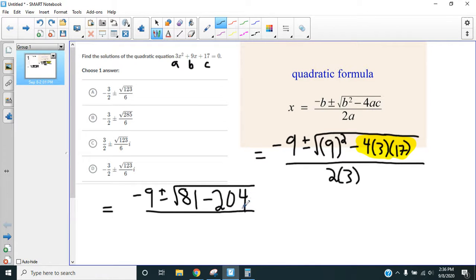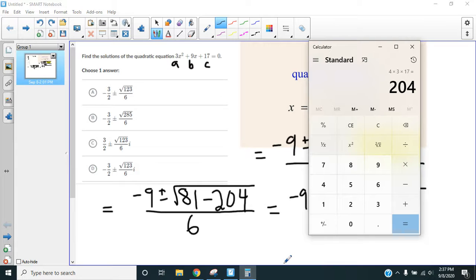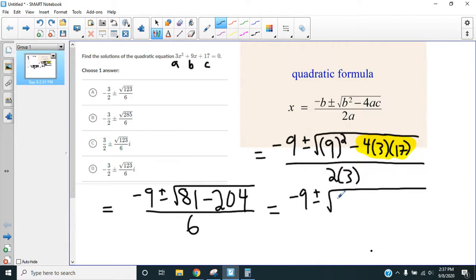If I had gotten a negative answer there, which might happen sometimes, remember, I would have to write it out this way because of this subtraction sign, and that would then change it to plus. Be careful. Warning. On the bottom, that is 6. Let's keep going. Negative 9 plus or minus the square root of 81 minus 204. Here we go. 81 minus 204 is negative 123.